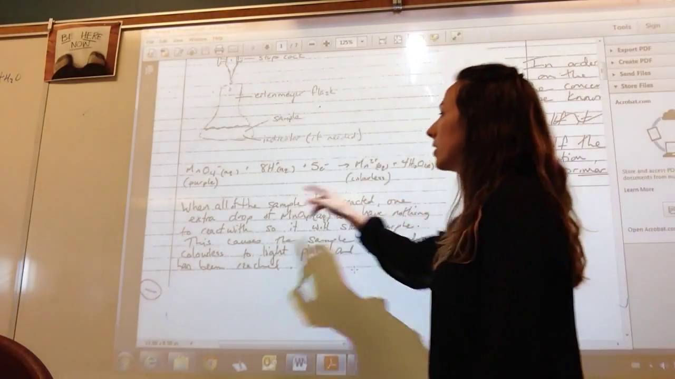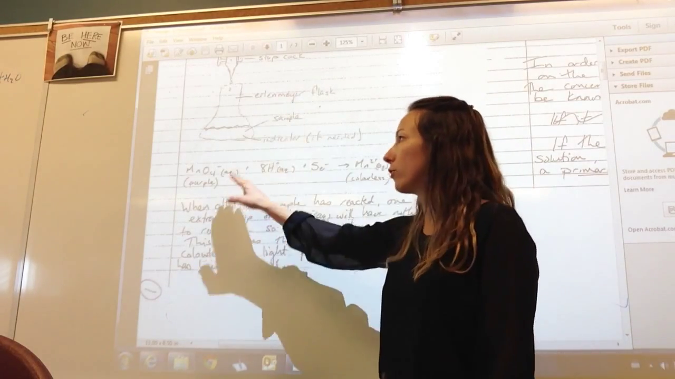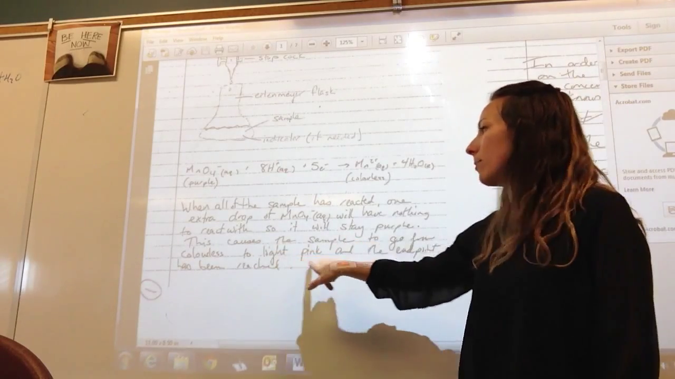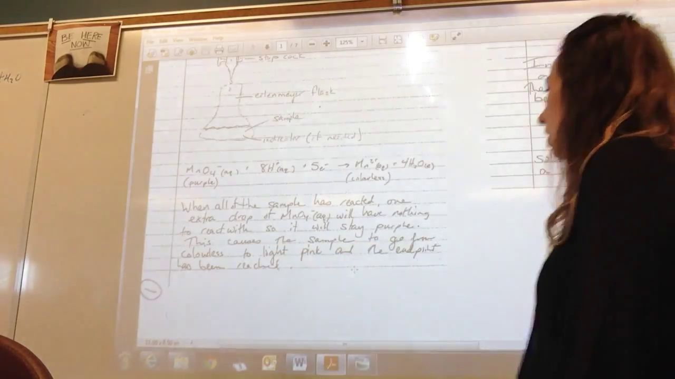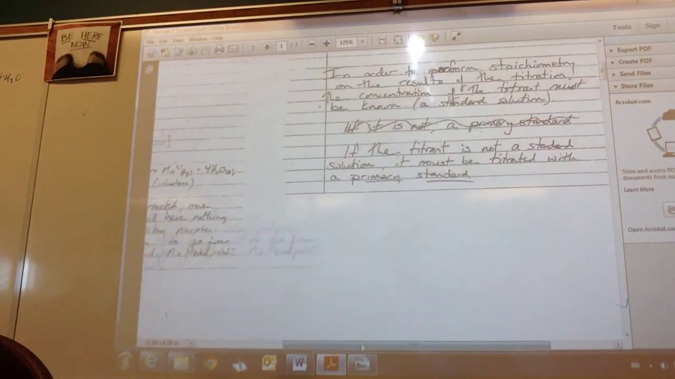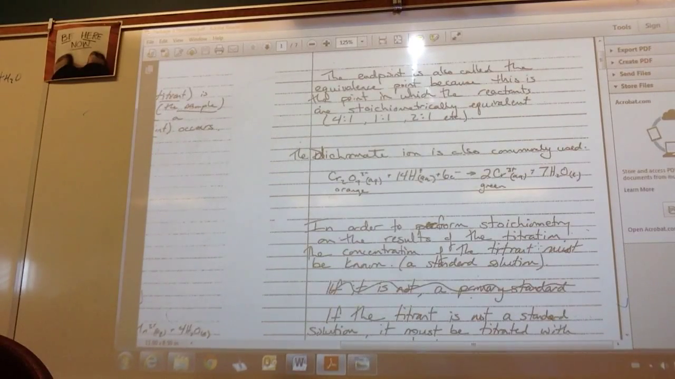So when all the samples reacted, 1 extra drop, all of this says what I just explained to you about 1 drop react, 1 drop react, 1 drop light pink. There it is. Okay, happy with all those terms and all that information? Yes? And then on the other side of this sheet, I have another definition, the end point.